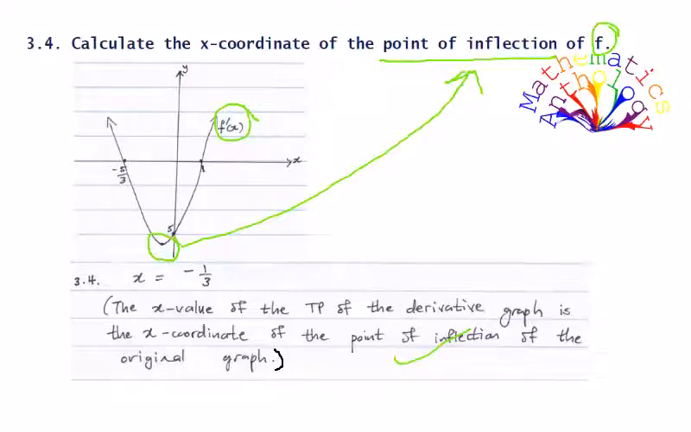So that answer was x is equal to -1/3. So because that's the turning point of the derivative graph, that will be the point of inflection of the original graph. That's why our answer is x is equal to -1/3.